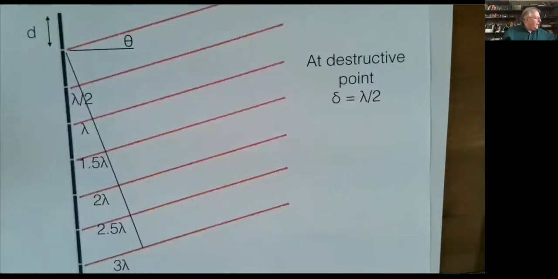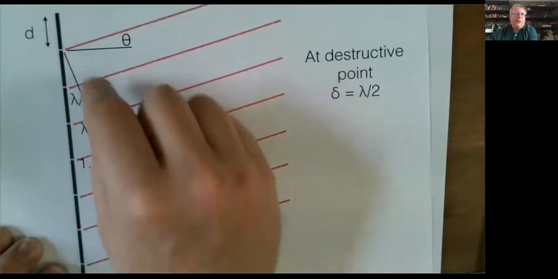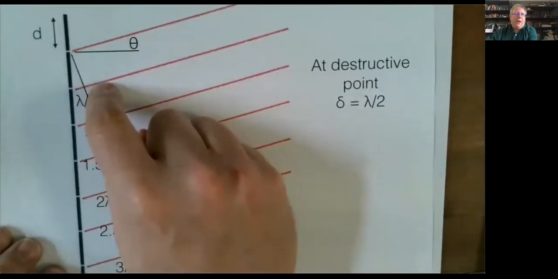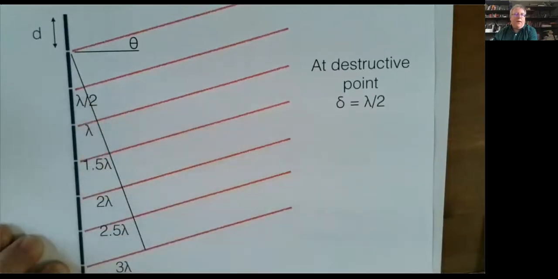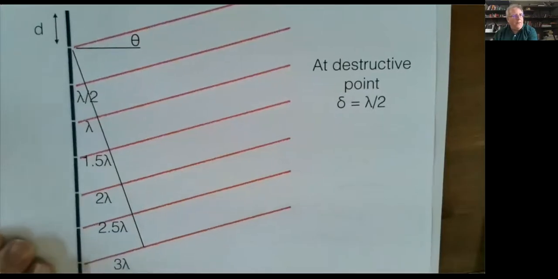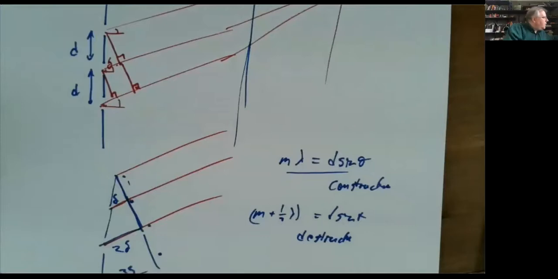This is where I have half a wavelength here and a wavelength here. So this guy and this guy are half a wavelength apart and they cancel. This guy and this guy are half a wavelength apart and they cancel. This guy and this guy, this guy and this guy, every pair of them is a half wavelength apart, so they're canceling their neighbors. But then here's the interesting condition that you get.